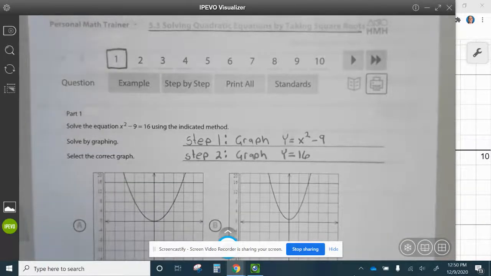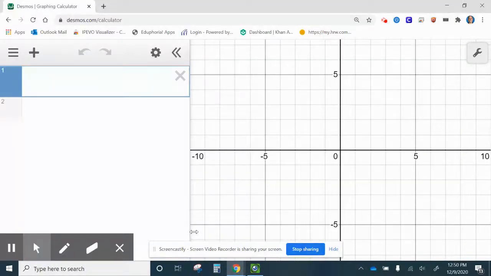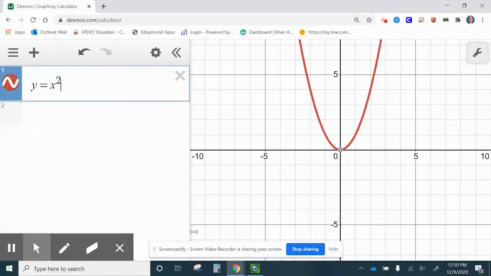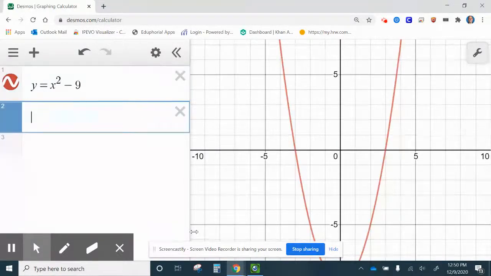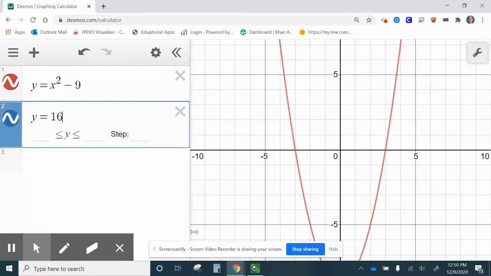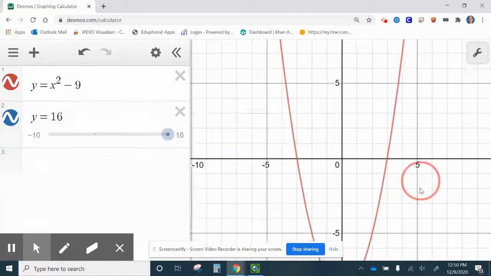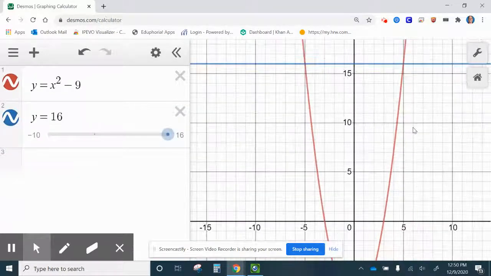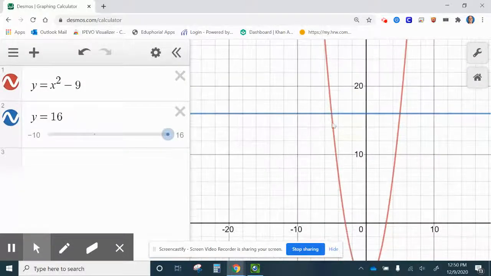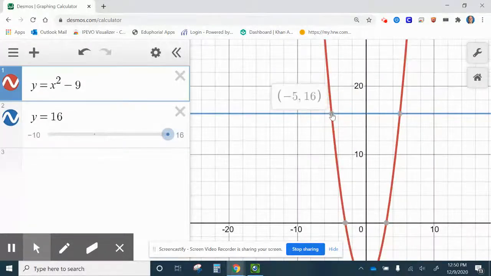So step 1, we're going to graph y equals x squared minus 9. And step 2, we're going to graph y equals 16. So let's do that now. Okay, so y equals x squared minus 9, and y equals 16. Okay, now you're going to come over here, and you can either zoom out or move the graph until you see the two intersections. Click on the points, and the solutions are the x values of the intersection.